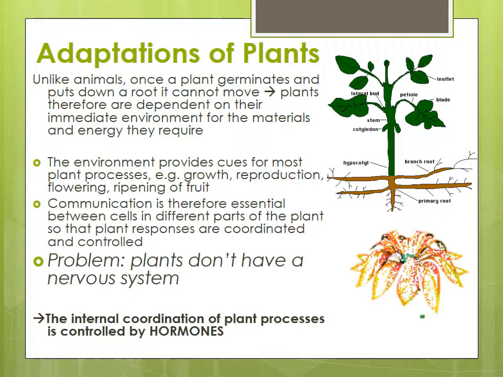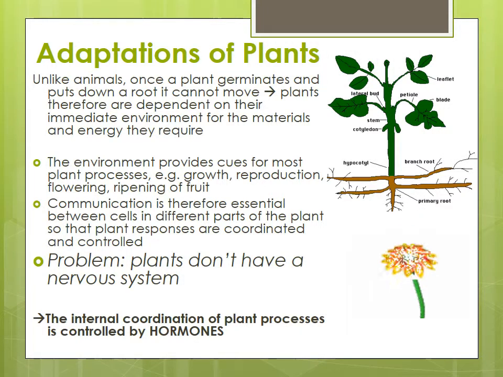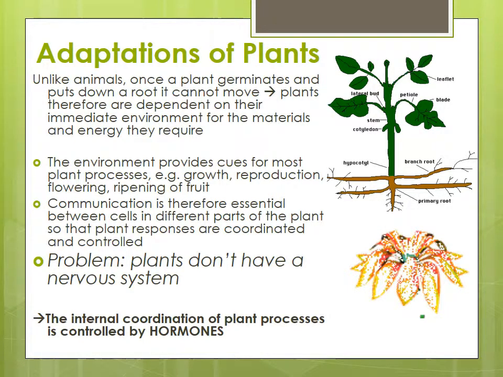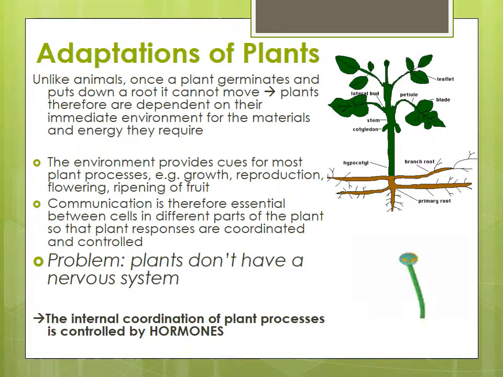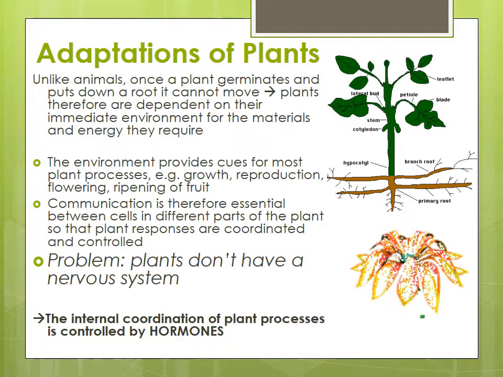Okay, let's start moving away from animals and have a look at a couple of plants. We're not going to go into too much detail because we're going to be looking at tropisms in the next topic. So, adaptations of plants. Unlike animals, plants aren't able to move. They're stuck in the ground, so they can't have a nervous system to help them respond to changes in their environment. To respond to these changes, they rely on hormones.